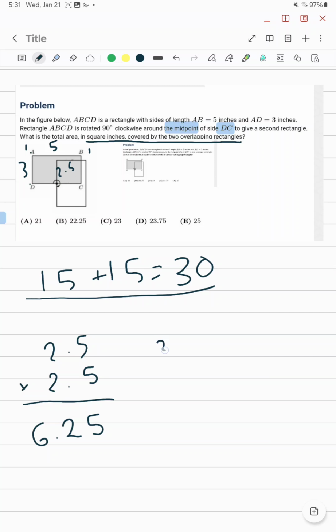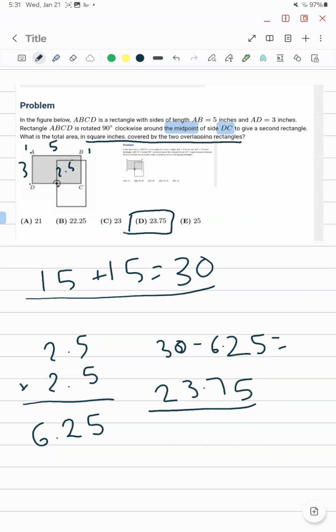So then the next thing to do is subtract that overlapping area, because we don't want to double count it. So we would do 30 minus 6.25, which would equal 23.75. So we would highlight this area.